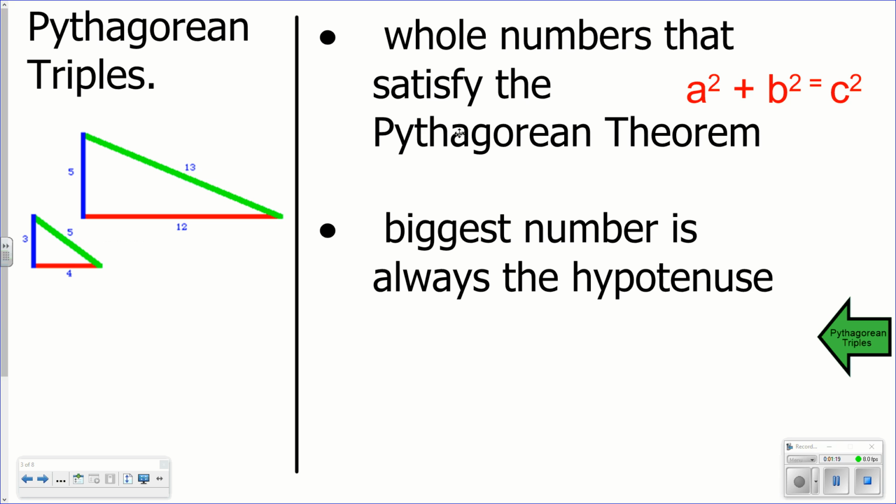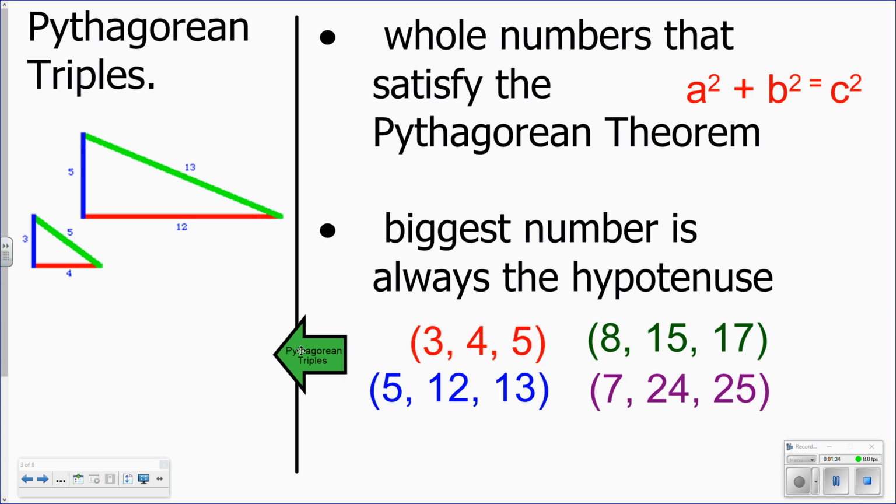Pythagorean triples just means that we plug the numbers in and it does work. So whole numbers that satisfy the Pythagorean theorem. Remember, if we've got 3 sides, the biggest one is always the hypotenuse. Some examples of Pythagorean triples: the 3, 4, 5. 3 squared plus 4 squared equals 5 squared. The 5, 12, 13. 5 squared plus 12 squared equals 13 squared. The 8, 15, 17. And the 7, 24, 25. Those are very common Pythagorean triples. Those are very common sides of a right triangle.